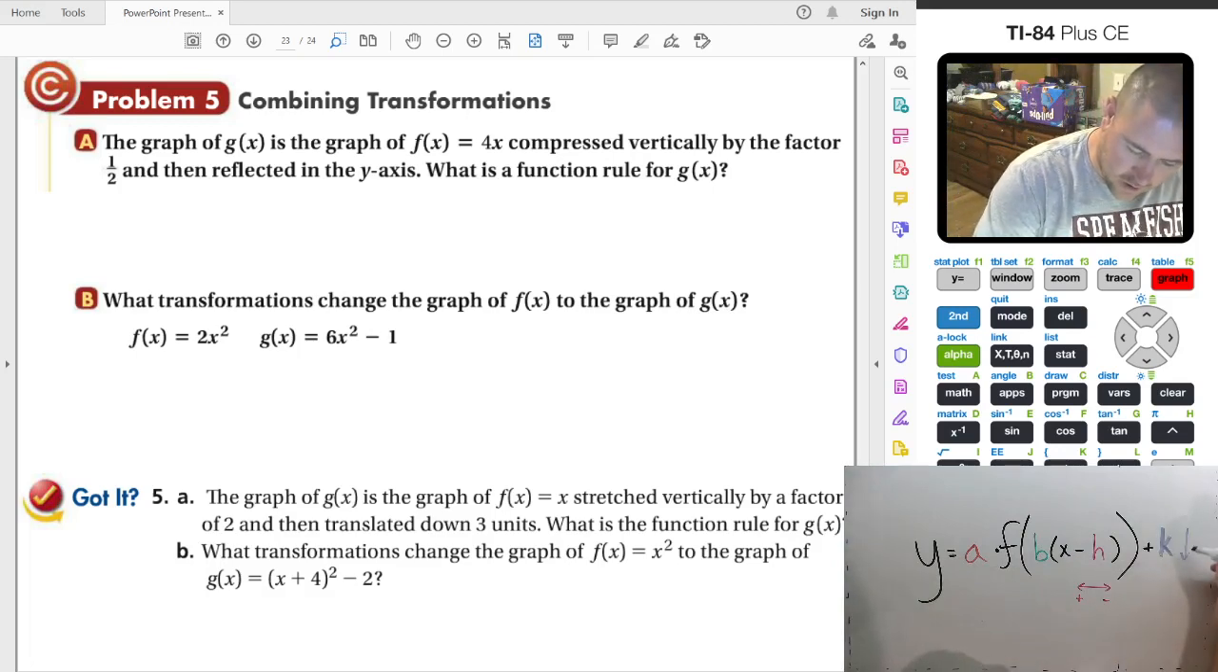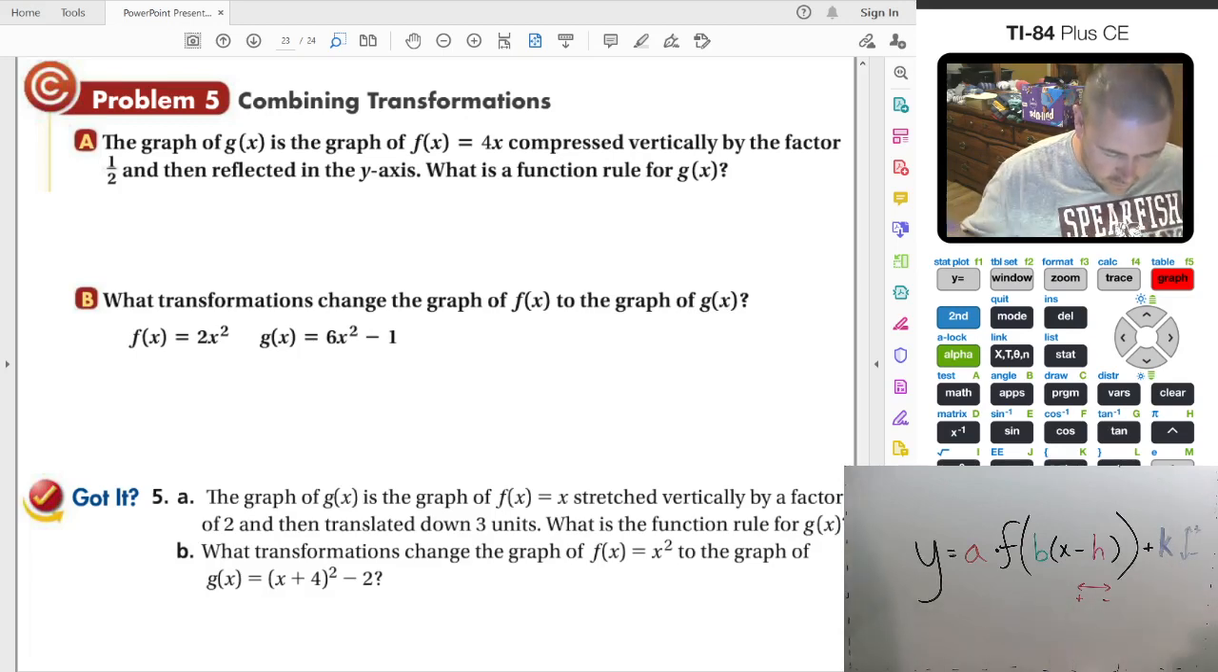And K. There we go. K is my vertical translation. So, this is your holy grail. You're going to keep coming back to it over and over and over. It's also on your holy sheets for the chapter, for the whole course.